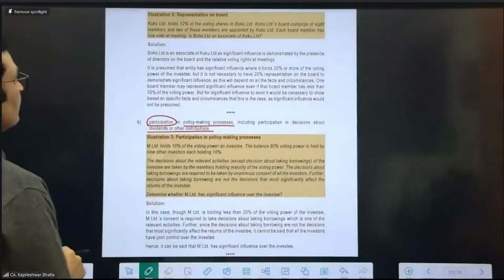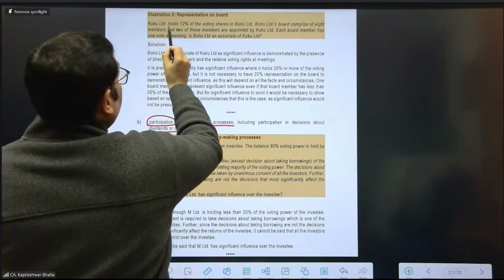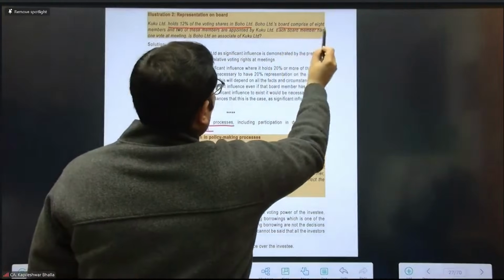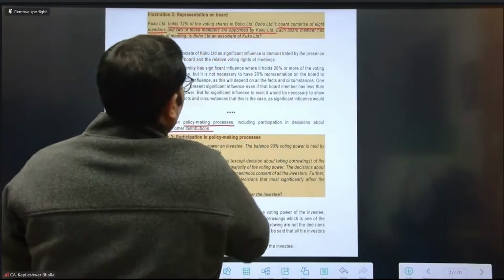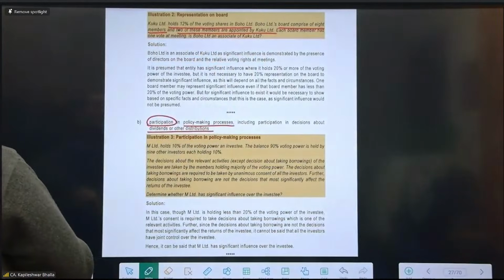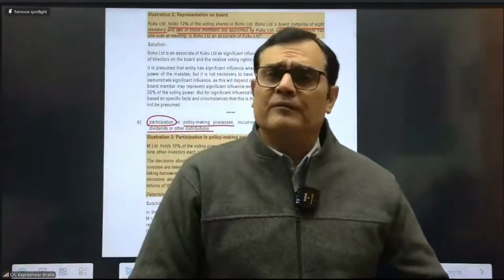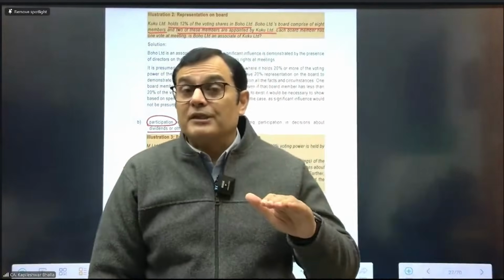Next. Let's look at illustration number 2. It says Cuckoo has got 12% voting shares in B, and B has got a board comprising 8 members, and 2 of these are appointed by Cuckoo. And it says each board member has 1 vote at the meeting. Now we can see that he's got less than 20% voting power, but he's got a representation on the board of directors. We're not saying that this is 100% convincing evidence that yes, you get a significant influence, but I think we need to consider the facts of the case together.